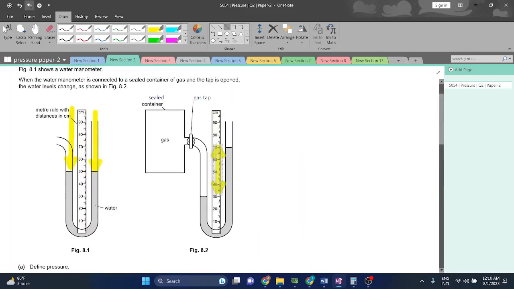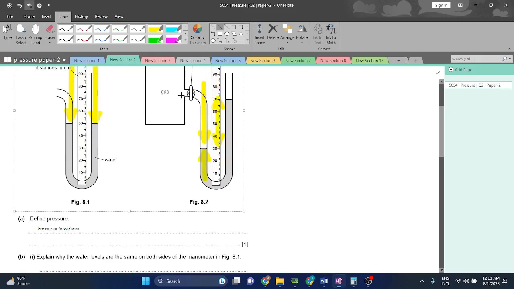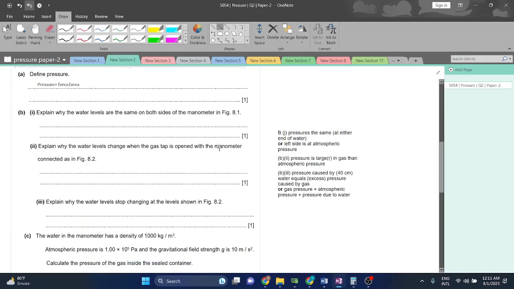There is an opposing pressure caused by the water as well, which I explained just now. But due to the pressure of gas being larger than that of the pressure of water, the water is pushed downwards and risen up here, right? So that means only 40 centimeters of water can be maintained by the pressure of gas in this gas cylinder container.